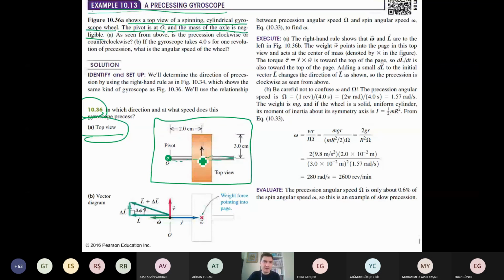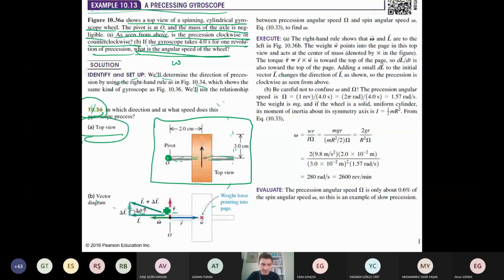As seen from above, is the precession clockwise or counterclockwise? So we are talking about the direction of this rotation, counterclockwise or clockwise. Second question: if the gyroscope takes 4 seconds for 1 revolution of precession, what is the angular speed of the wheel? Omega is asked. In the first question, the direction of the precession is asked. So just use the right-hand rule and we can find the omega and L.